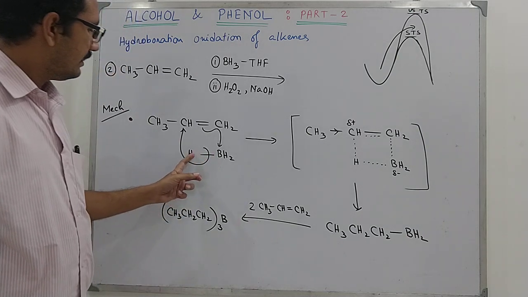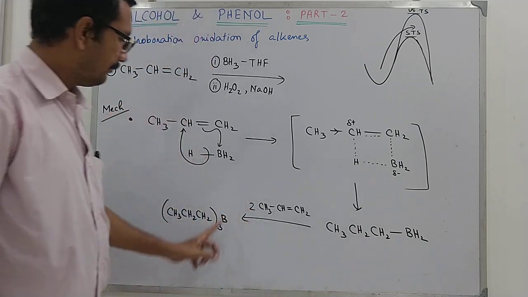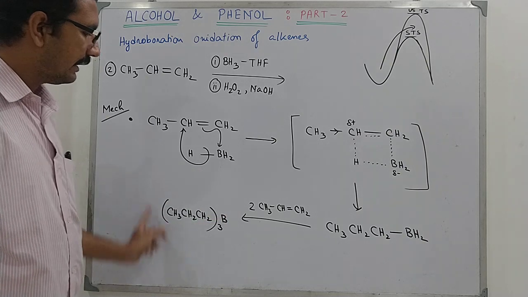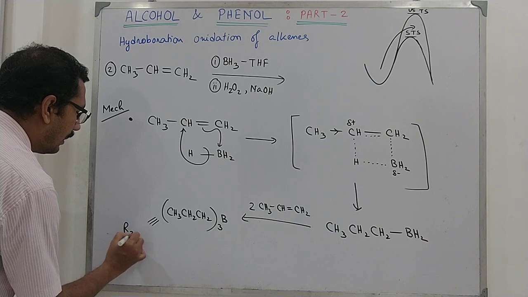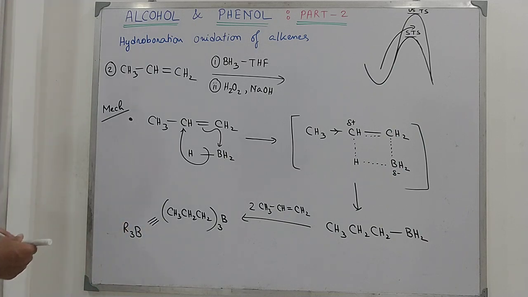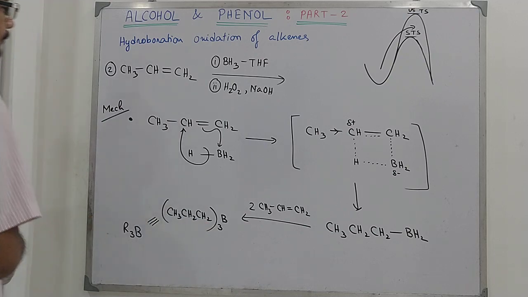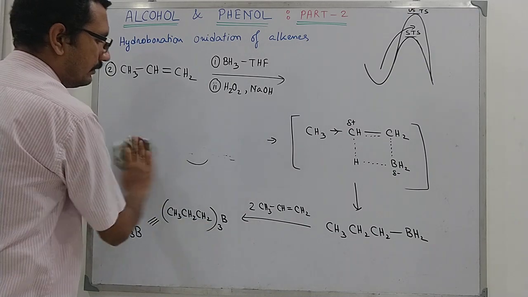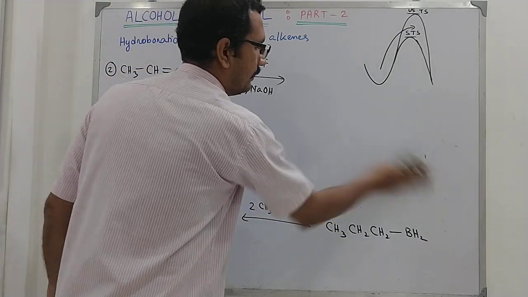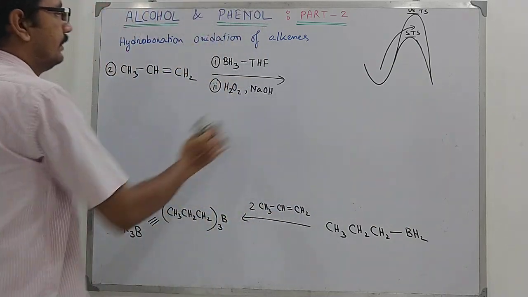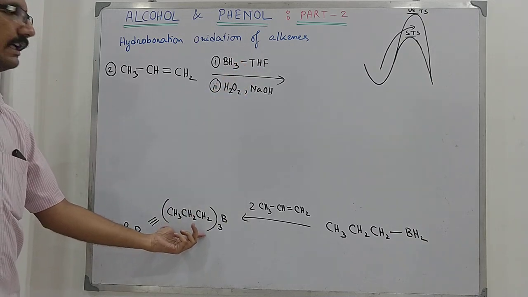See, in the first case, one hydrogen is being replaced by this one propyl group. So if we repeat this process twice, we will get this trialkyl boron. Now we are symbolizing this as R3B just to make our life simple, where R is the one propyl group. So this is the first step. In the first step, we have the reaction between the alkene and the boron, and it is giving us trialkyl boron.